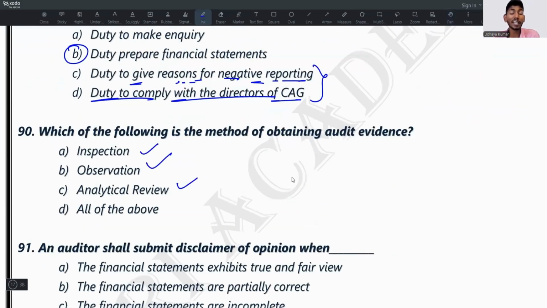Inspection, observation, analytical review, all these come under what? Methods of obtaining audit evidence. What are the remaining two methods? Missed here: inquiry and confirmation. And again, computation. So these are the 5 methods to obtain audit evidence. So all of the above is the right answer. Moving to question number 91.